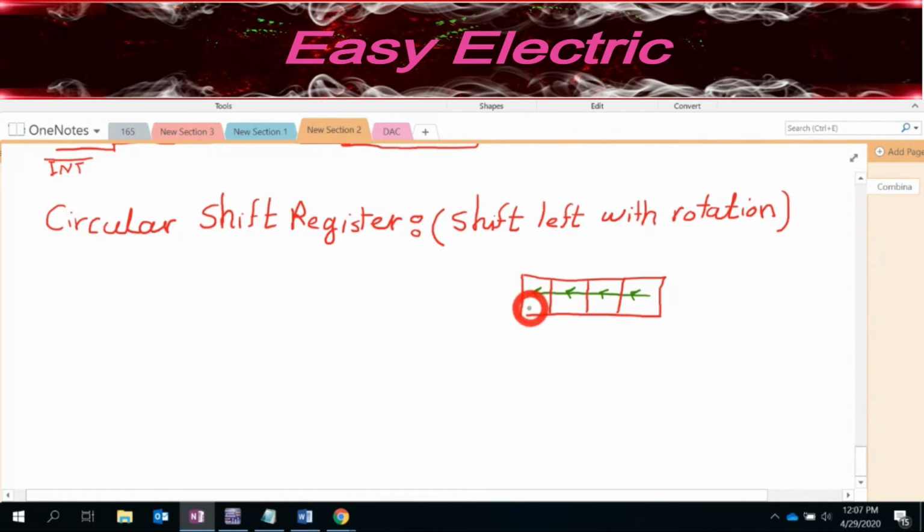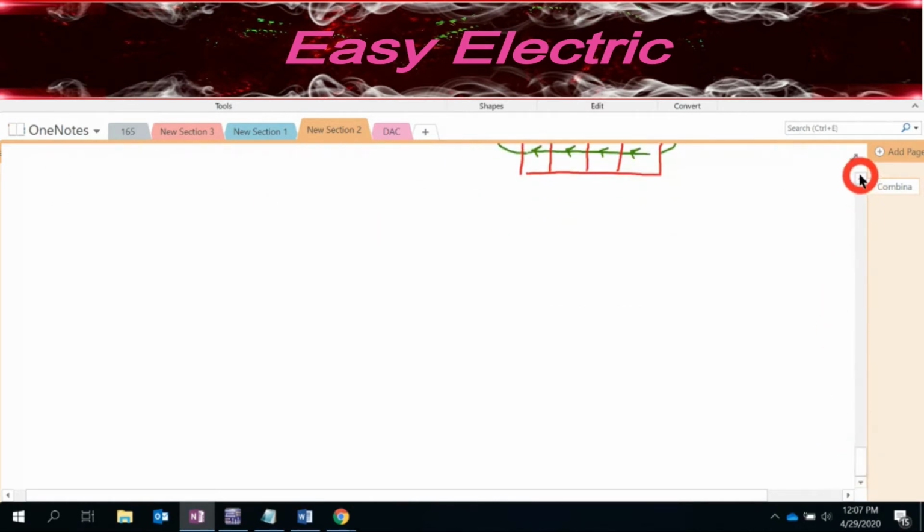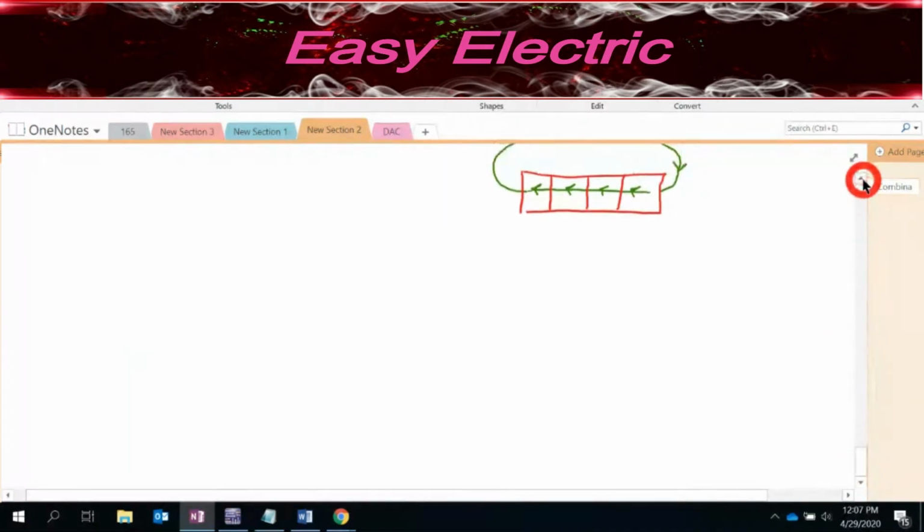But the bit that you have on the left side is not going to lose its value. Its value goes back to the right side of your shift register. So that's what we call a shift left, but with rotation. You are not losing whatever you have in the left side of your shift register. So let's see how we could design that.